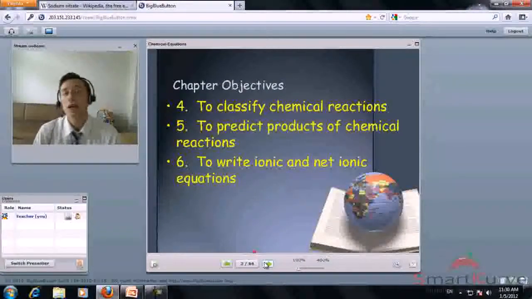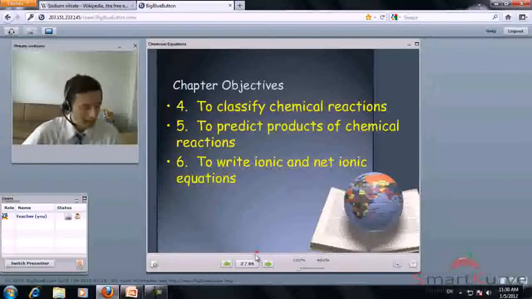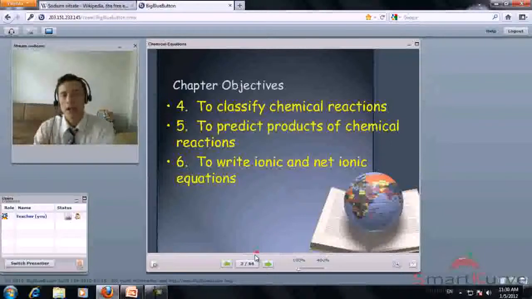We're going to learn how to classify them. We are going to learn 5 different types of chemical reactions, to predict the products, and to write ionic and net ionic equations. All right. Remember our lesson on the periodic table there. When we look at point 6, we learned about covalent bonds and ionic bonds. Well, we are going to learn how to classify chemical reactions by the types of bonds that are formed between the reactants and the products.